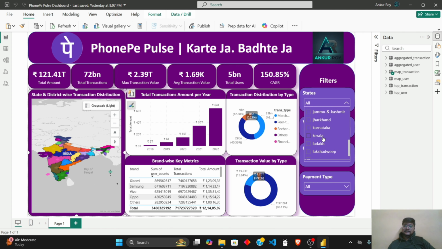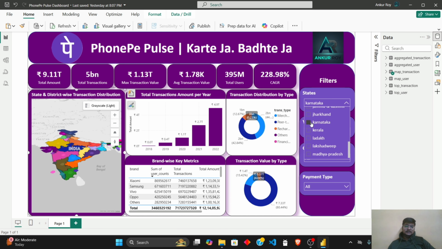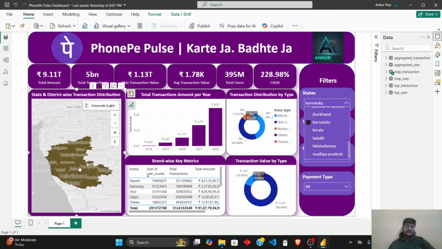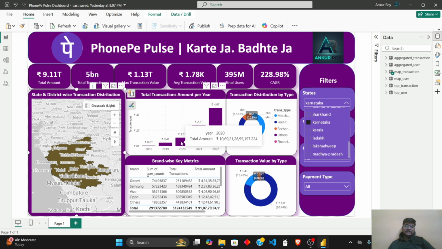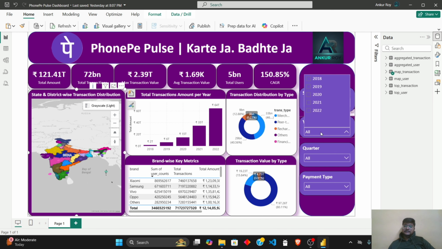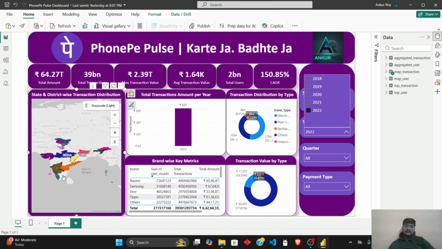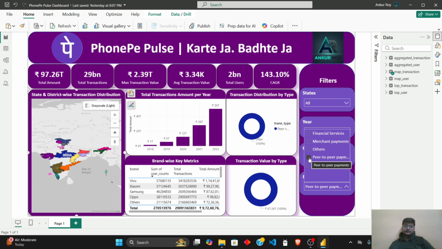For example, if we select the state Karnataka, here we can see the map has changed and we can see the sum of amount and the district and the state. Here we can also see the total transaction amount per year has also changed according to the state. We can also see the other data has also changed accordingly. Similarly, if we check for one single year, we can see again the dashboard has changed accordingly. So in this way we can use our filters to explore the insights of this dashboard.